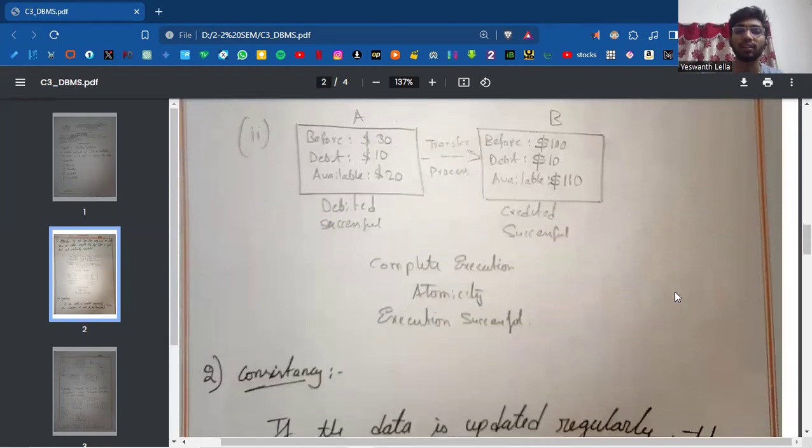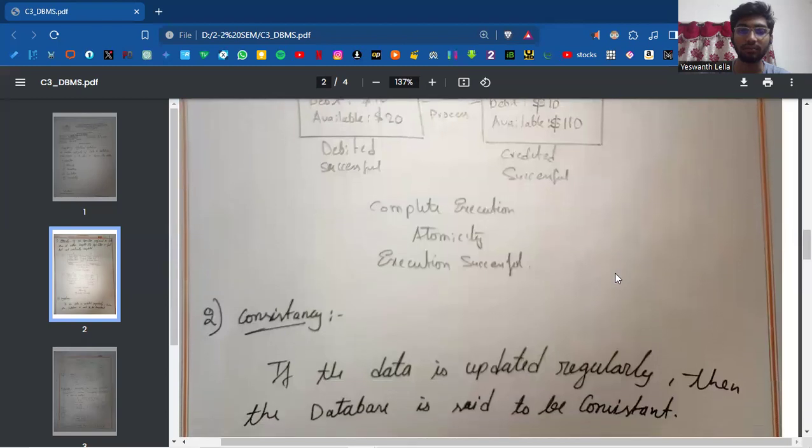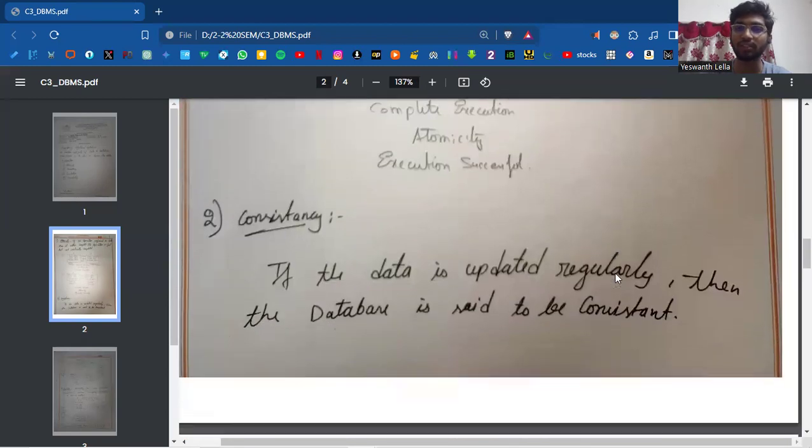Now come to the second example. Before we had $30, after we had $20. Debited money is $10 in account A. Now we come to account B. Before we had $100, available amount is $110 because the credited money is $10. Here, the update is done completely without any fail. So this is known as complete execution. Atomicity is completed. Execution is successful.